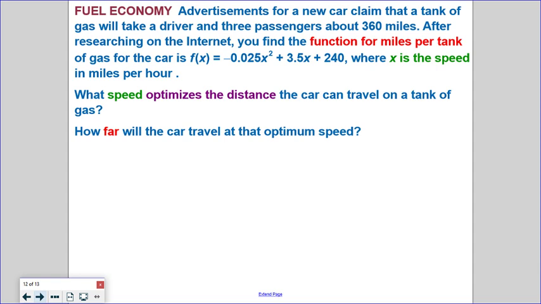It says advertisements for a new car claim that a tank of gas will take a driver and 3 passengers about 360 miles. After researching on the internet, you find the function for miles per tank of gas is f of x equals, and then that function right there. And it tells us what the x stands for. X is the speed of our car, okay? So as we think about drawing a graph for ourselves, our x-axis is our speed. That's what it just says right here, right? X is the speed. Function, f of x, is the same thing as our y values, our miles.